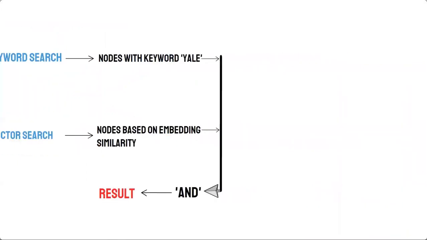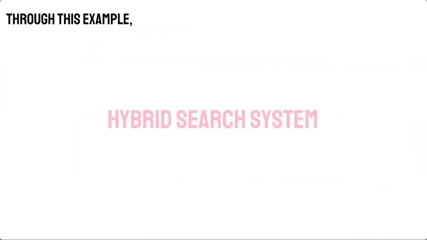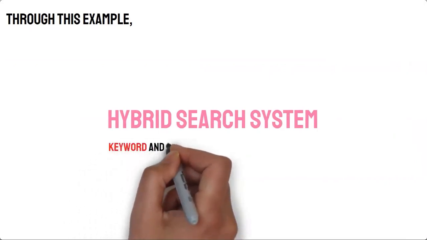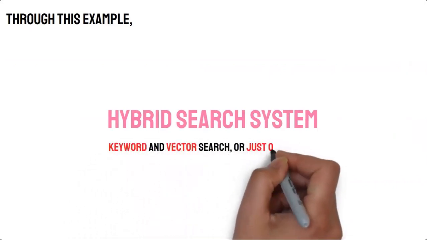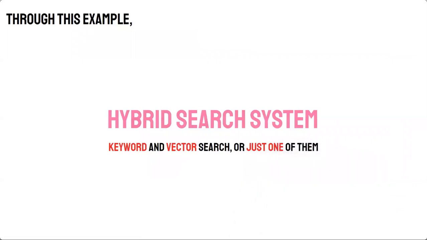Through this example, we hope to underscore the power and usability of custom retrieval within a hybrid search system. Depending on the circumstances, you can choose to use both keyword and vector search or just one of them. In this tutorial, we'll guide you on how to implement this flexibility so you can get the most out of your search system. So let's get started.